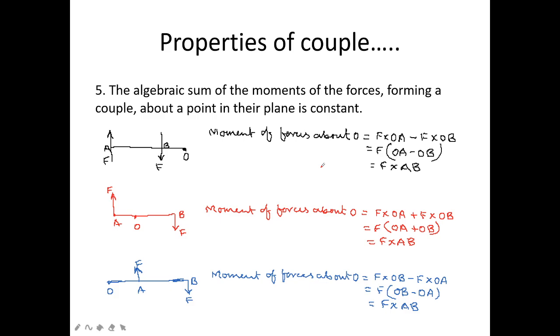Property number five. The algebraic sum of moments of the forces forming a couple about a point in their plane is constant. Now you can see that the moment of the couple depends upon the force into the arm of the couple. It doesn't depend upon the point you want to take the moment of this couple. Now in this figure, the moment of this force about O is F into A, and the sense will be clockwise. So I'm taking clockwise moment as positive.